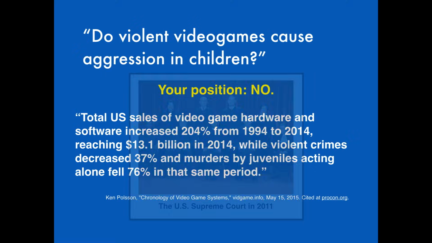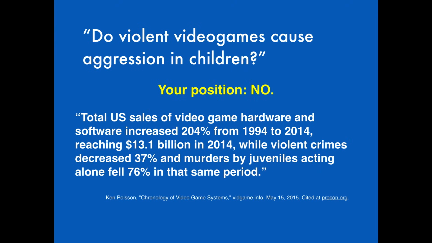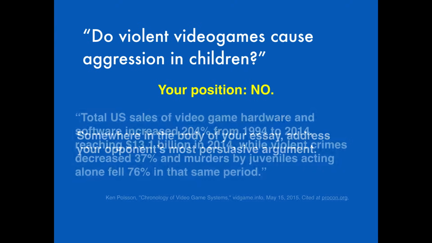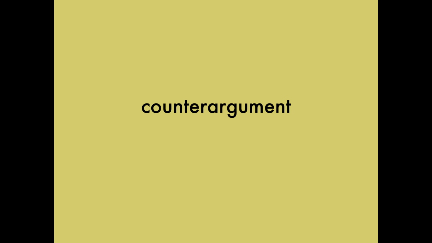You're also going to cite the 2011 U.S. Supreme Court decision in which the court rejected arguments that the games caused minors to act violently. And you'll continue with more evidence and arguments that support your position. But at some point in your arguments, not in the first paragraph or the conclusion, I think, you should talk about your opponent's most persuasive argument. You're anticipating your reader's objections and addressing them. That's the counterargument.